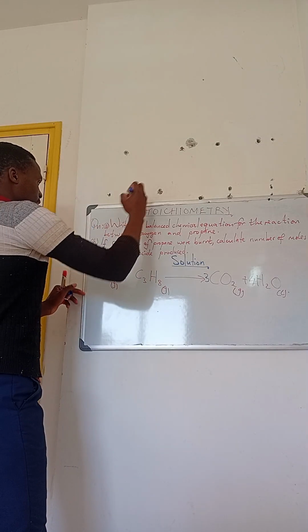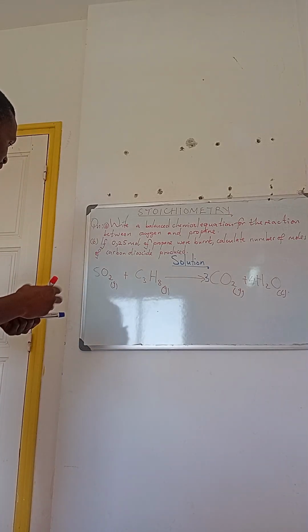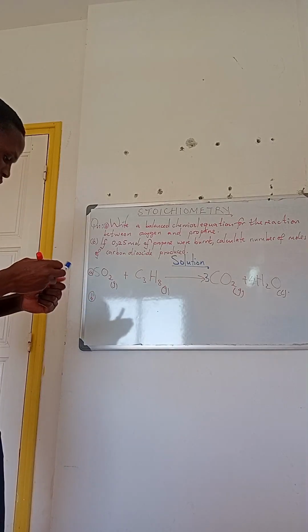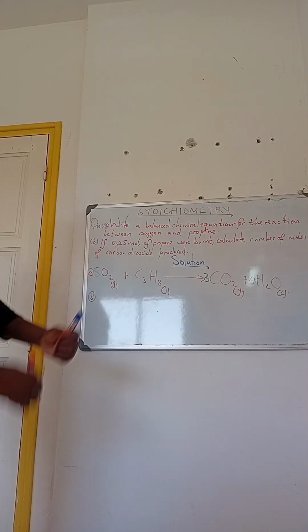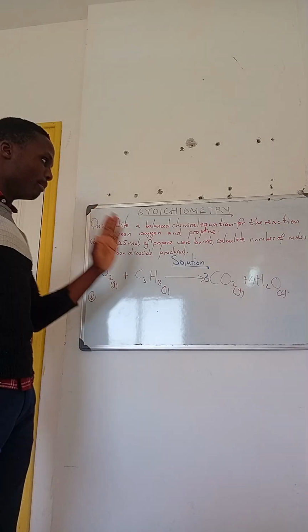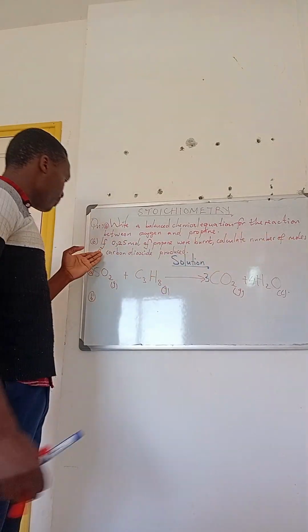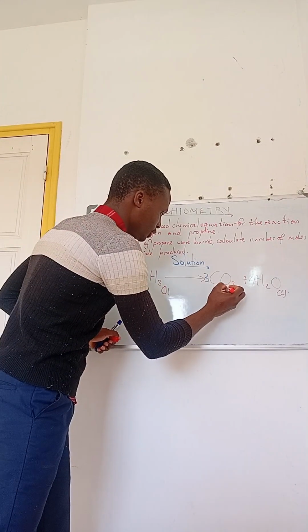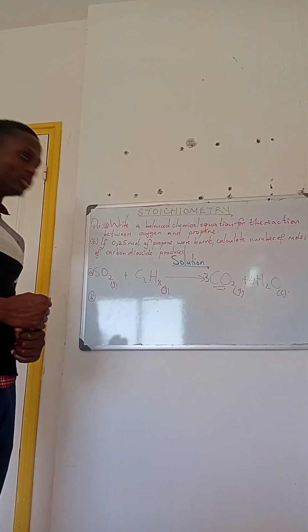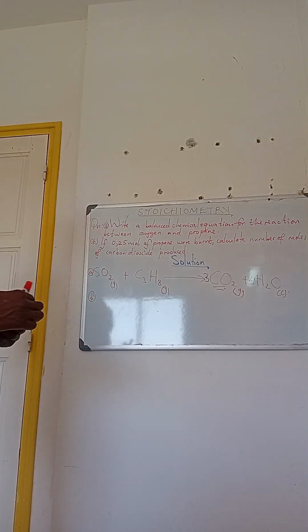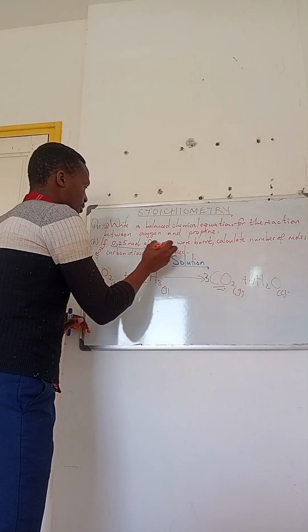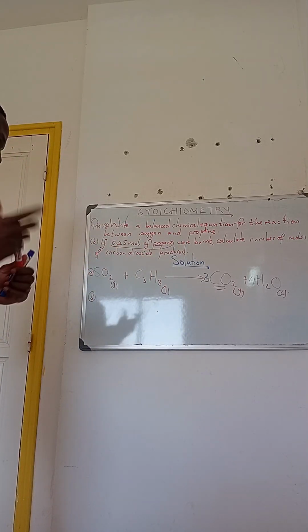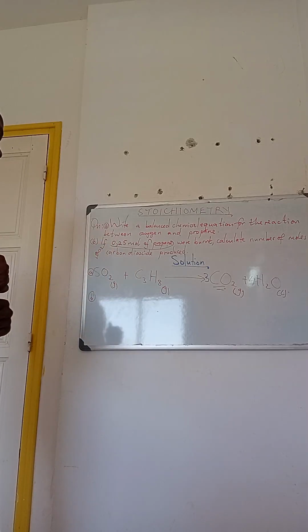So this question is answered. Then we can move to part B. The question is saying if 0.25 mole of propane were burned, calculate the number of moles of carbon dioxide produced. So we want to know the quantity of carbon dioxide which is produced. But our standard is propane. We have the quantity of propane burned, which is 0.25 moles.